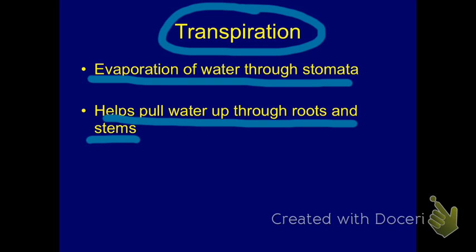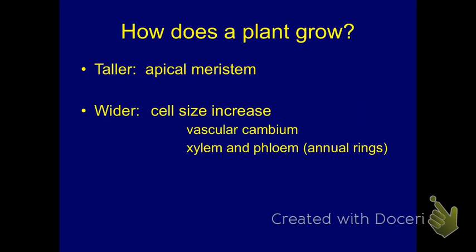So we said that vascular tissue is how water gets up from the roots. Transpiration is almost like when you pull liquid up through a straw, there has to be something coming out of the straw at the top end in order for the rest of the liquid to move through. So that process is transpiration.